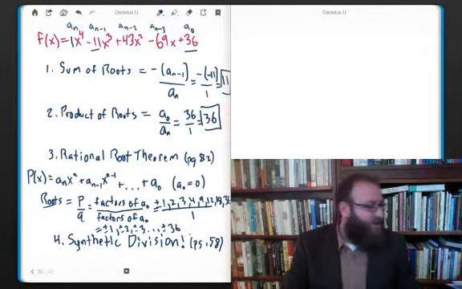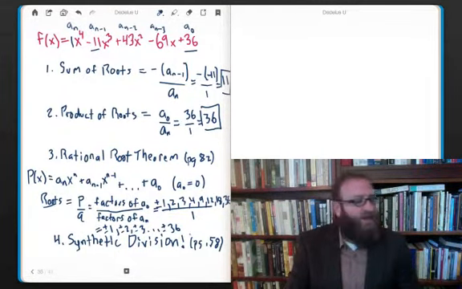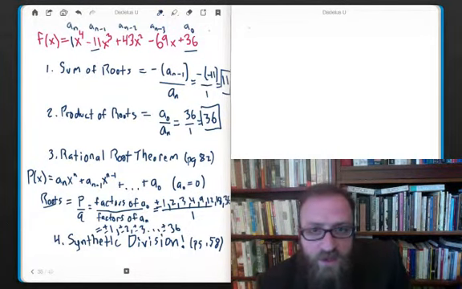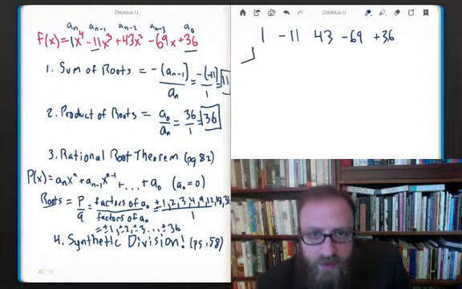Okay, so synthetic division shows up in the textbook on page 58. You can turn there now and take a look. Essentially what you do is you take the coefficients of your function. It's easy enough. We have the 1, so we write 1. We have the negative 11, we write negative 11. We have the 43, and you write out all your coefficients. We have the negative 69, and the positive 36. Then we're going to put a number into there.